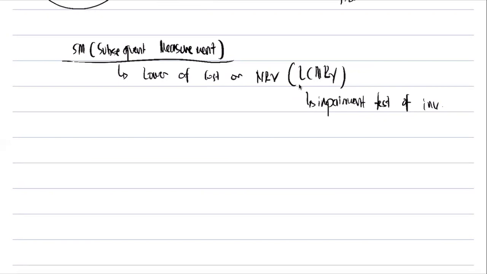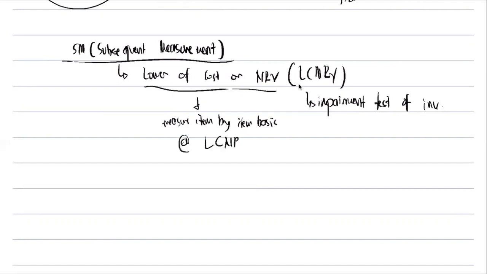What is the impairment test of inventory? LCNRV. Okay, so I hope we're clear here that the impairment test of inventory is known as your LCNRV. What do we mean by LCNRV? We measure each particular type of inventory at lower of cost or NRV. So you measure on an item by item basis at LCNRV. So for example, we have here A, B, C.